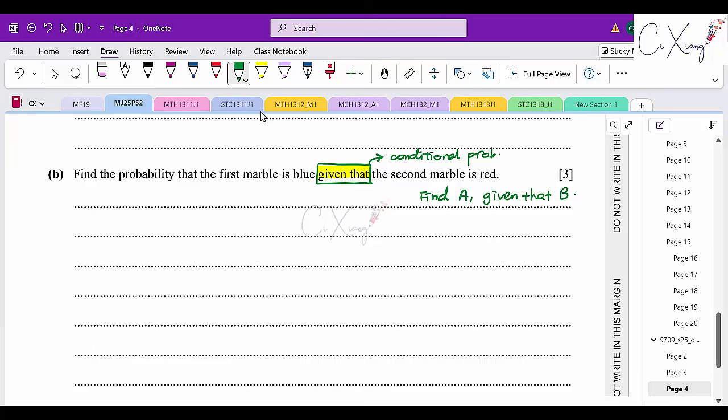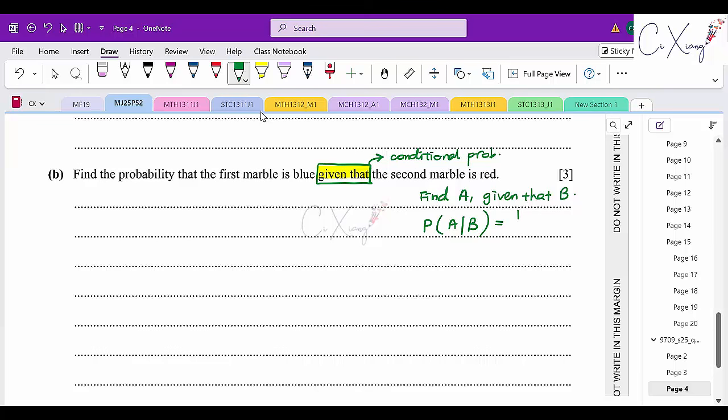Then to write out the symbol for the conditional probability, given that means slash. There's a slash here. It's a special symbol for conditional probability. Given that B, the event that happened first, we write on the right hand side of the slash. Then A, we write on the left hand side of the slash. So it will be A slash B. That means find A given that B.